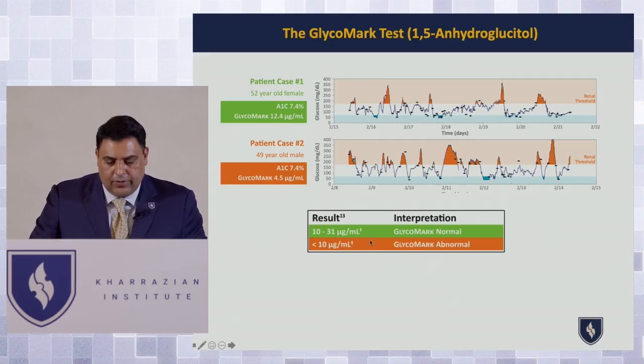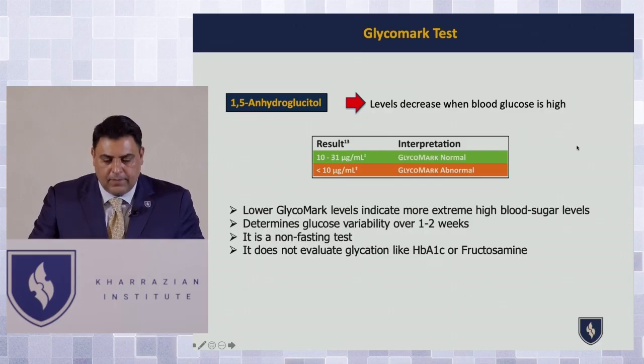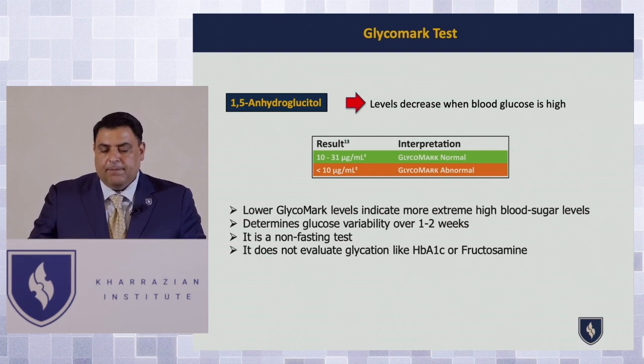And low numbers, anything less than 10, is abnormal. The lower the number tells you that they're having many more blood sugar spikes and blood sugar fluctuations throughout the day. So when they have these extreme shifts of blood sugar levels, spiking all over the place, that's when you'll see abnormal GlycoMark numbers. And this is a non-fasting test, so you can do it even if they're non-fasting. And it does not evaluate glycation like HbA1c or fructosamine. It just tells you how often the spikes are. Ideally, with someone who's diabetic, you want their HbA1c or fructosamine as low as possible, and you want their GlycoMark numbers to be above 10.